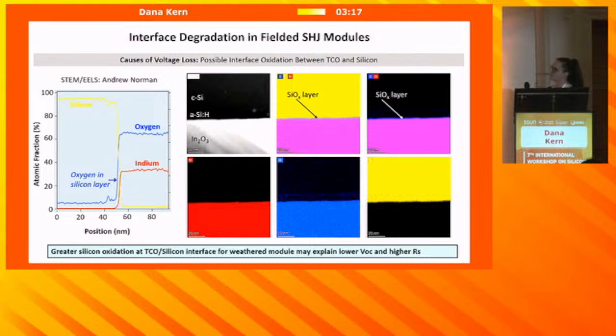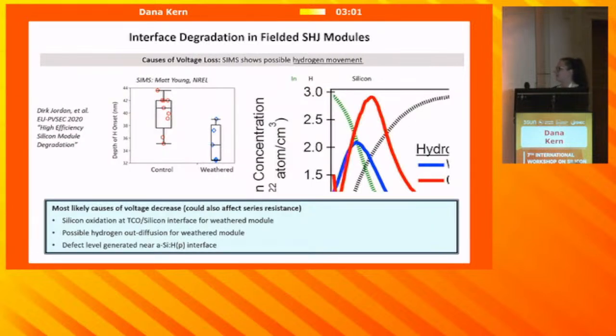This also confirms that there's possibly a growth of the silicon oxide layer at the TCO interface with aging using EELS, electron energy loss spectroscopy, done by Andrew Norman. And this is something that we're looking into further. Well, that graph didn't work. But we also used SIMS to test for the hydrogen profiles in the samples, and on average we saw that there was an out diffusion of hydrogen in these modules.